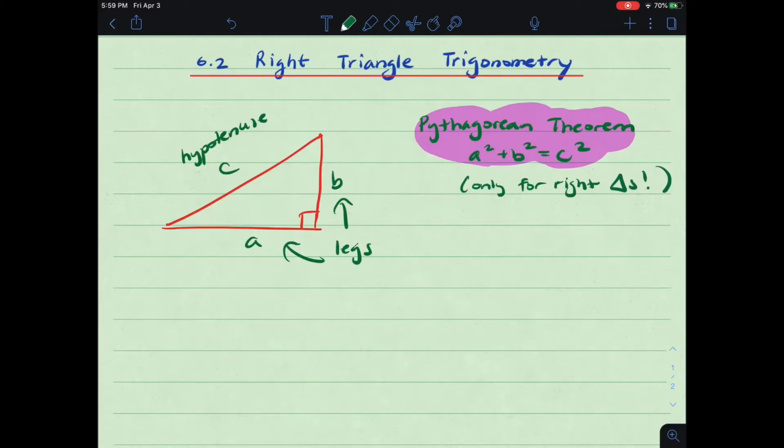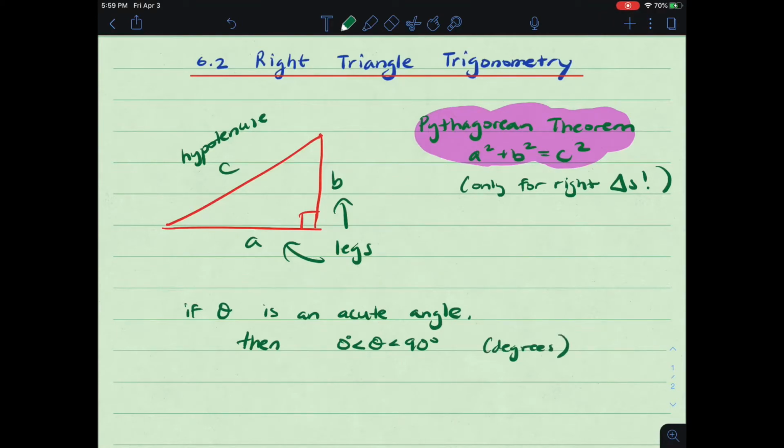Another word that you remember from geometry, hopefully, is the word acute, right? An acute angle. So what does it mean if theta is an acute angle? Well, one thing you can say is that the angle theta must be between 0 and 90 degrees. This is when we're talking about an angle in degrees, right?